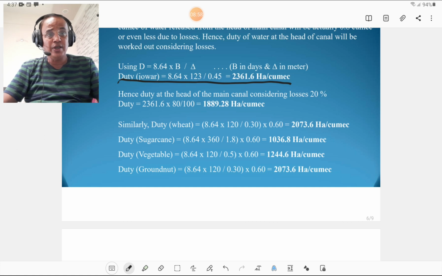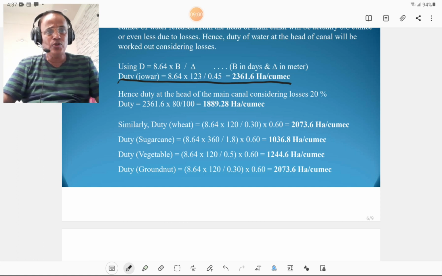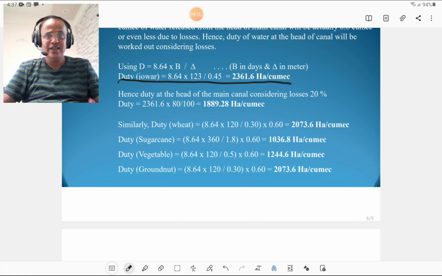So the duty is 2361.6 into 80 divided by 100, because useful is 80%, because transit losses are 20%. So according to that, the duty calculated at the head of the main canal is 1889.28 hectare per cumex. Similarly, duty of all other crops are worked out using the relationship 8.64 B upon delta.